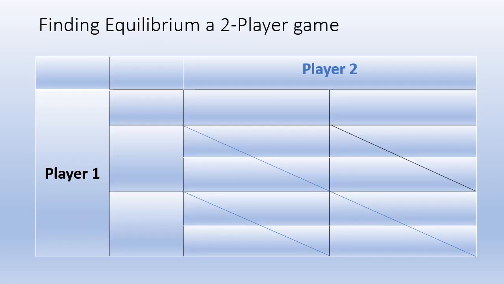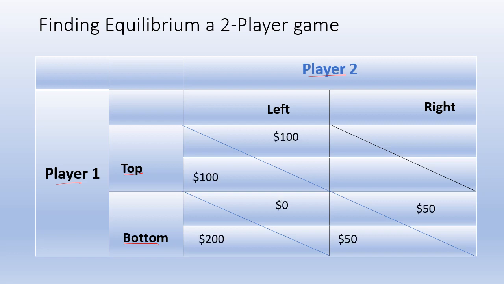Now let's look at a simple trick to solve a game of two players, each with two strategies. Let's say I have a game in which I have two players, player 1 and player 2. Player 1 has only two strategies. Either he can play the top strategy or the bottom strategy, and player 2 can play either left or right strategy. And depending on what player 1 does and what player 2 does, their payoffs or profits will be determined as these numbers show here.